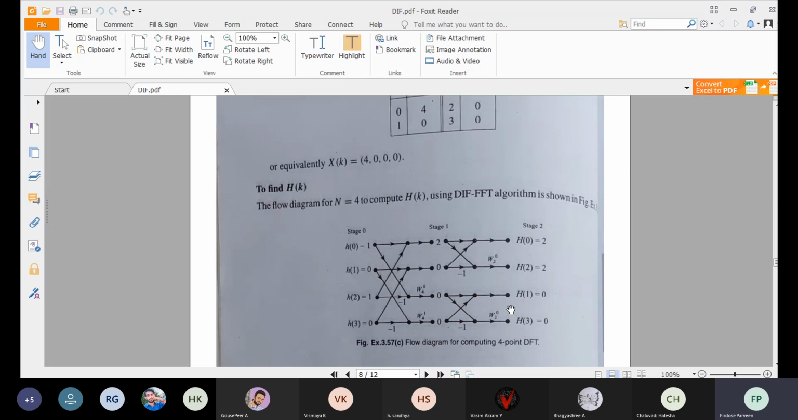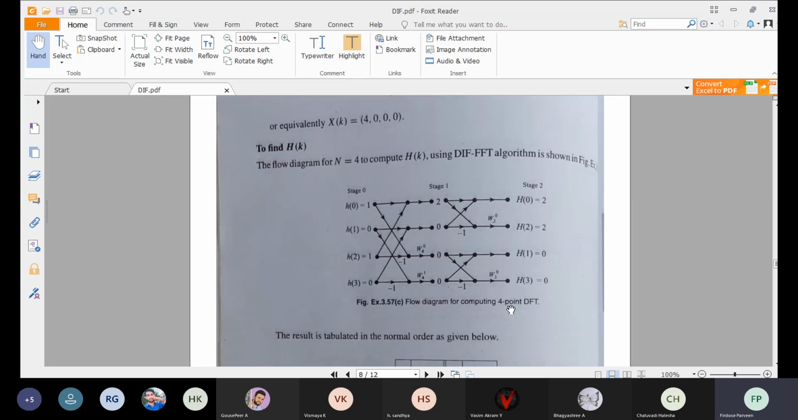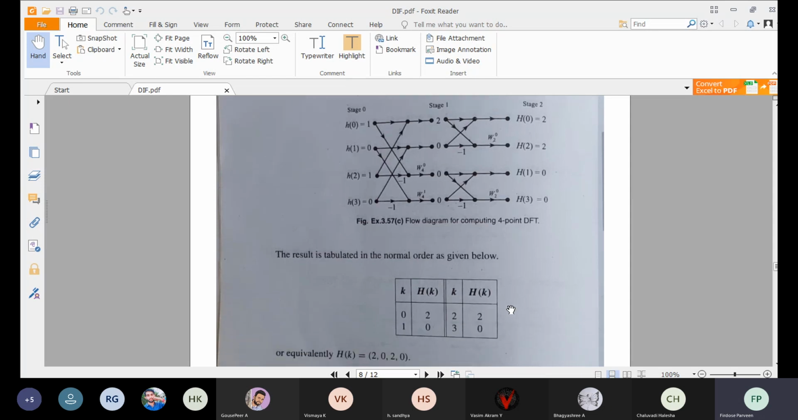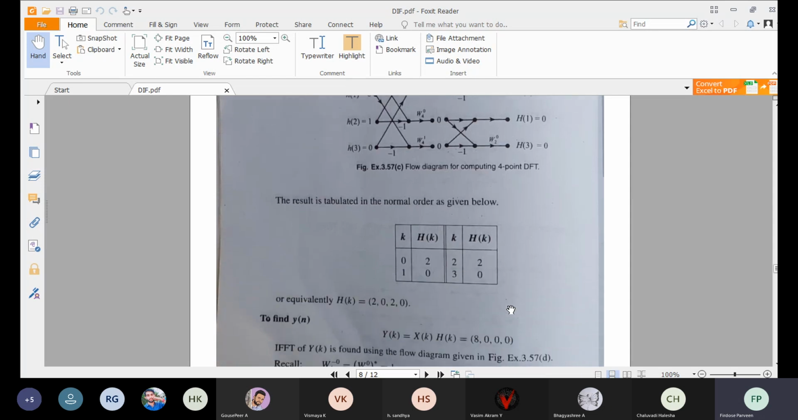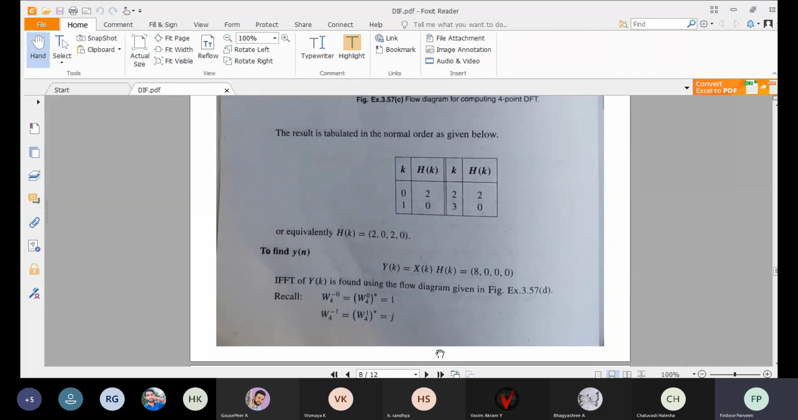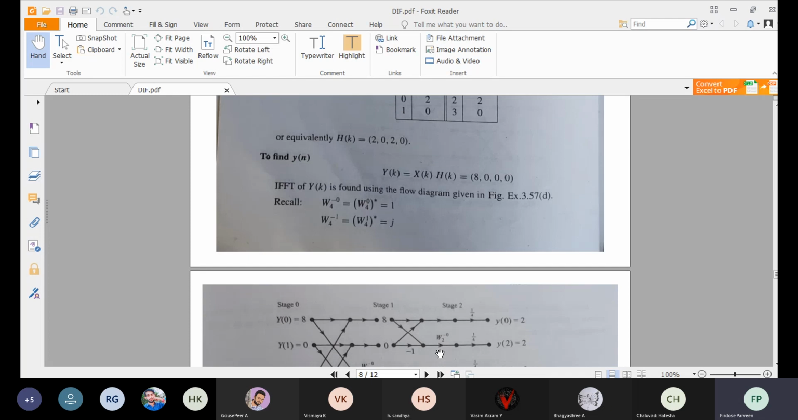Next, what you have done, you have found out x of k, you have found out h of k. So next, what is the next step? They have told the circular convolution. So what you will be doing, you will be multiplying x of k with h of k. Okay. So when you multiply x of k with h of k, what you will get? 8, 0, 0, 0 like this. So now I have to find IDFT. I have to do IFFT.